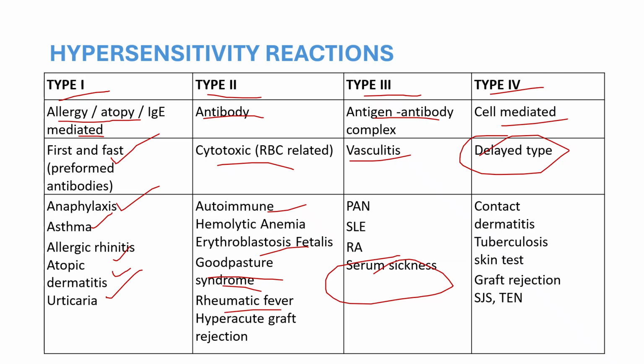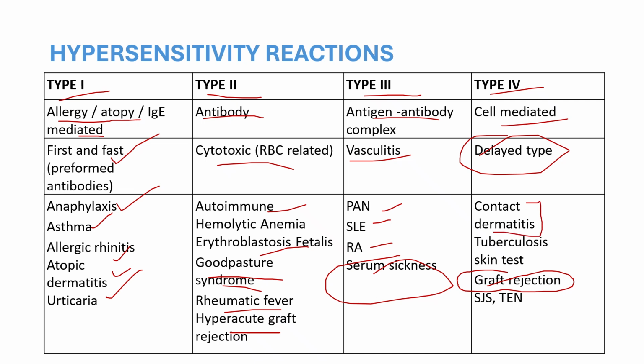And in rheumatic fever, there is a cross reactivity of antibody. Hyperacute graft rejection is due to the preformed antibodies. Other types of graft rejection, when you simply say graft rejection, it's going to be delayed type of hypersensitivity. Type 3, just like we discussed, it's all types of vasculitis, the arthritis conditions, which are antigen antibody complex mediated. Type 4, contact dermatitis is type 4.